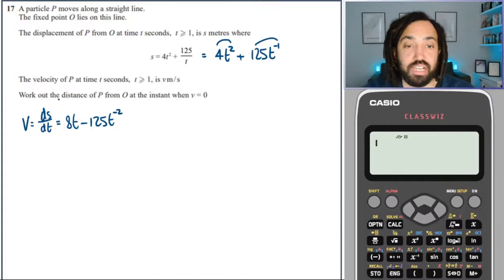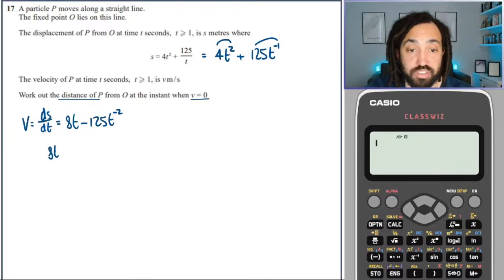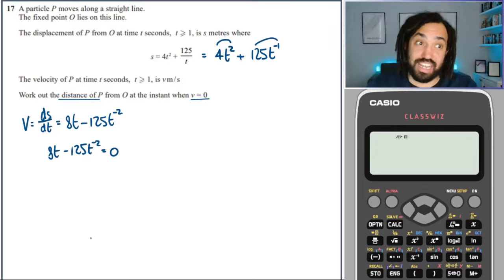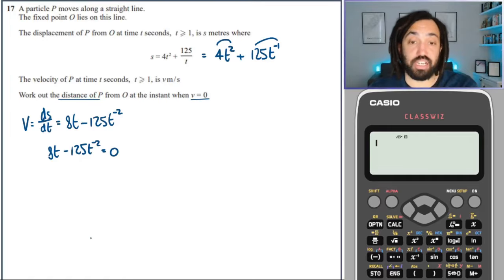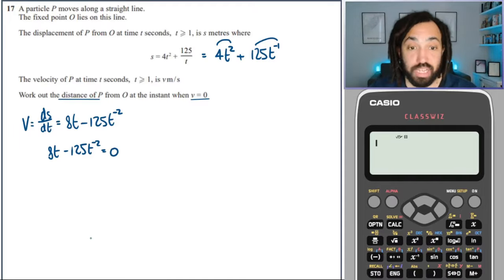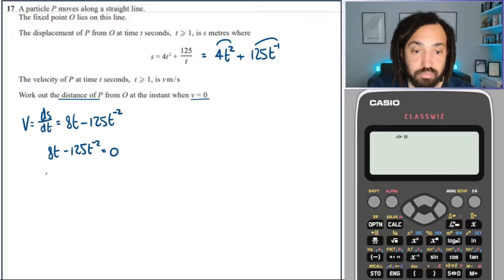Now we want to work out the distance when v is 0. So what we need to do is find the value of t when v is 0. Now to do this, whenever I've got a t to the minus something, I'm just going to multiply through by, in this case, t squared. So I'm going to times every term by t squared, and we're going to get a nice cancellation occur.